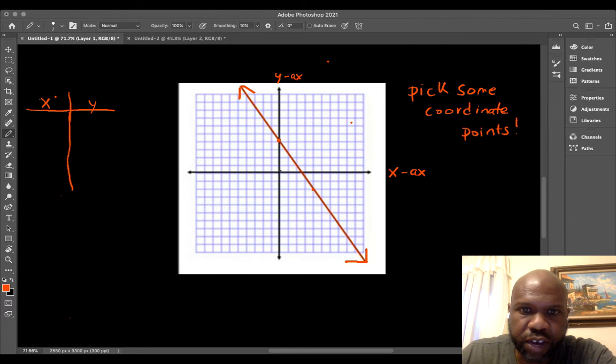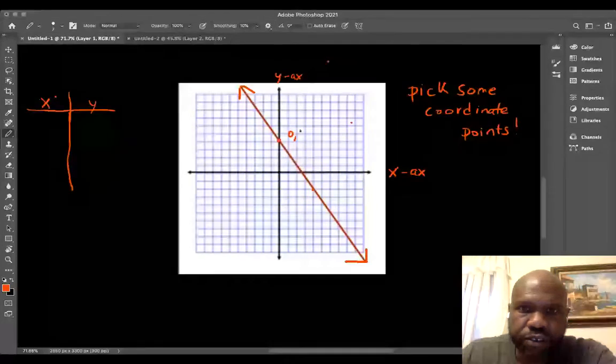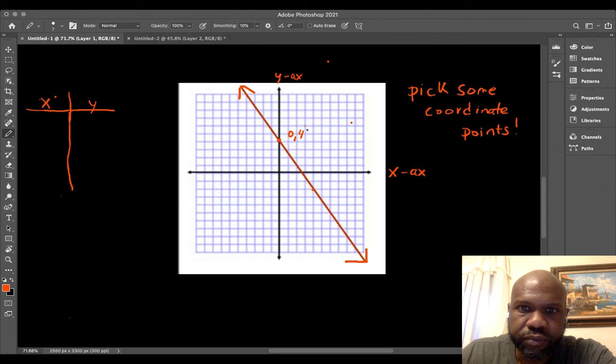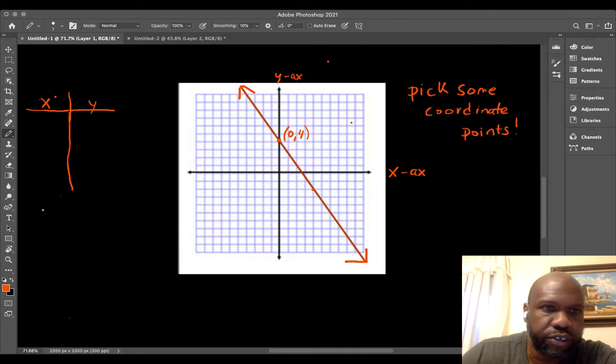So all we have to do is count how many spaces up, because we know it's 0 for the x-axis. 1, 2, 3, 4. So that's 4. So 0, 4. That would be the first one. Let me put a coordinate point of 0, 4 here.